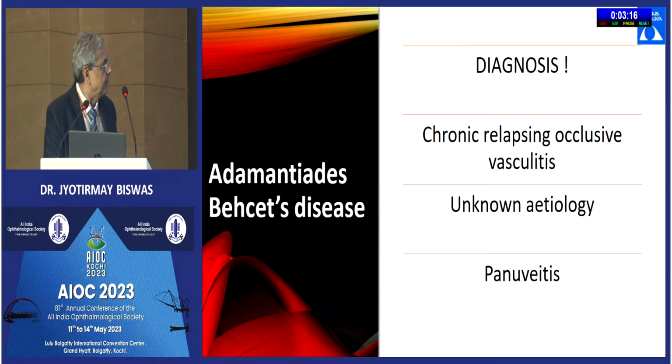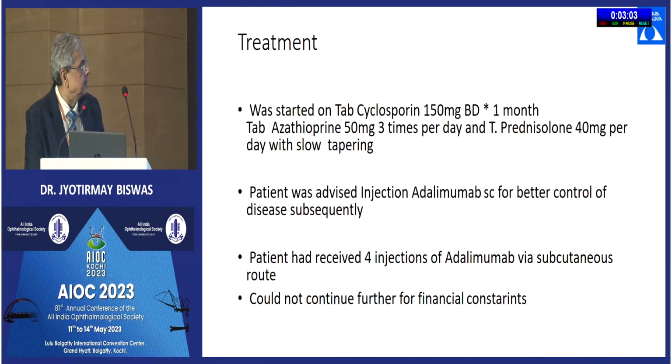With this, we made a diagnosis of Behçet's disease: chronic relapsing occlusive vasculitis of unknown etiology, and panuveitis. We treated the patient initially with cyclosporine, azathioprine, and prednisolone. There was not much improvement. Then we put the patient on the biologic adalimumab subcutaneously. The patient had 4 injections of adalimumab. There was some improvement of vision, but he could not continue because of financial constraints.